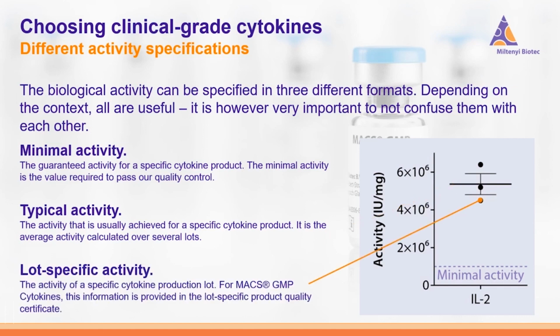And then finally, you have the so-called lot-specific activity. This is the activity that the specific lot you buy has. For all our MaxGMP cytokines and the premium grade cytokines, we always supply you with lot-specific activities so that you can accurately dose your cytokine. What you can see here is that the minimal activity is usually a lot lower than the typical activity or the lot-specific activity. So now let's talk about which of these activity values to use to calculate your costs.